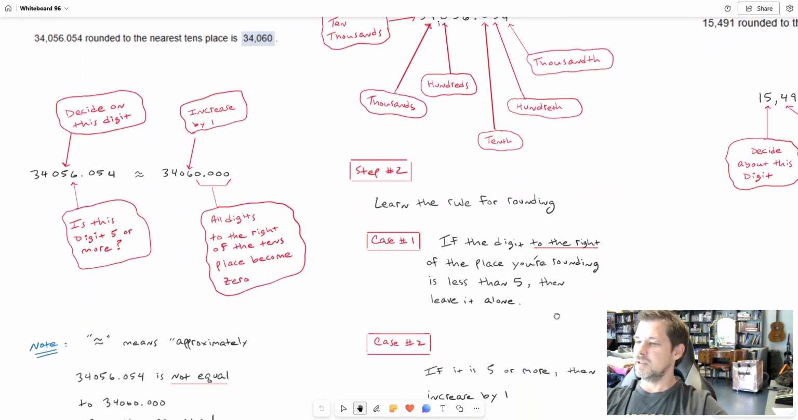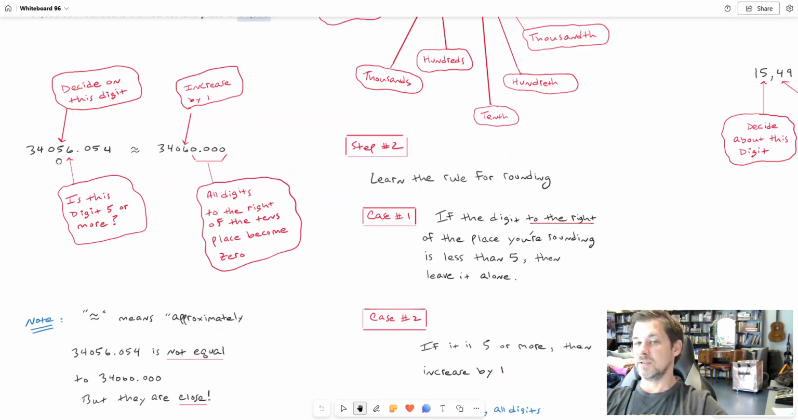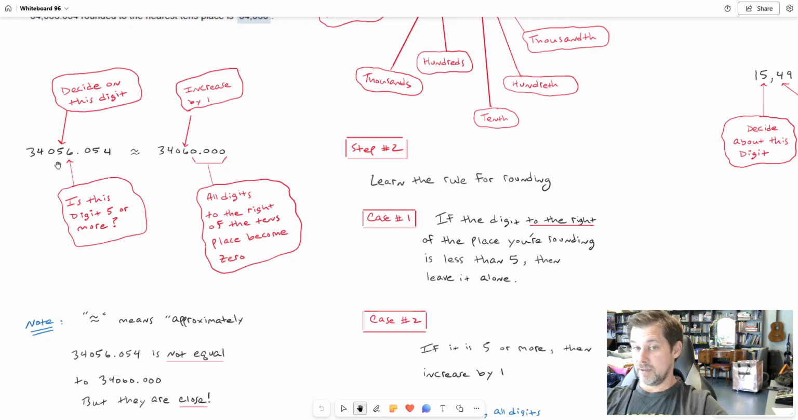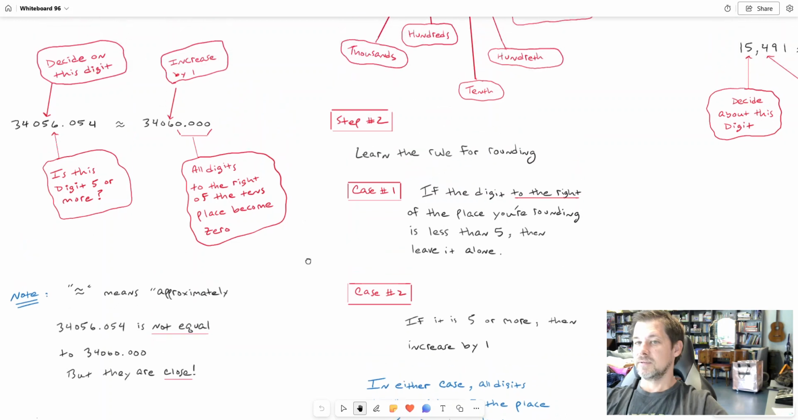What's the rule? You look at the digit just to the right. If it's less than 5, you leave the tens place alone. If it's 5 or more, you increase the tens place by 1. So okay, I'm going to decide about that 5 there, which is in the tens place, and I look at the digit just to the right, which is a 6, and I say, is it 5 or more? And it is. It's a 6. That's 5 or more. So that means I increase the tens place by 1. It goes from being a 5 to a 6, and then all the digits to the right become 0. Okay, so that's how it's done.